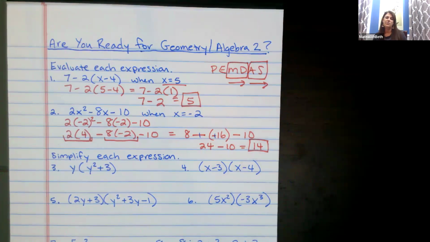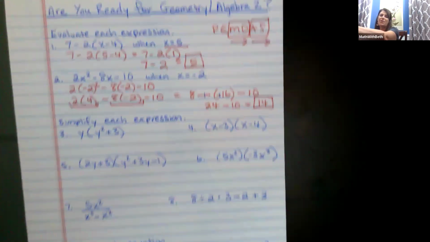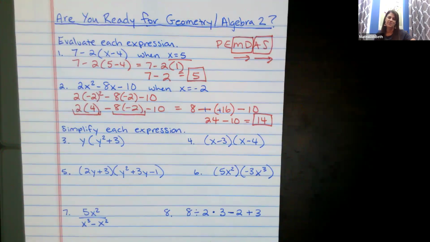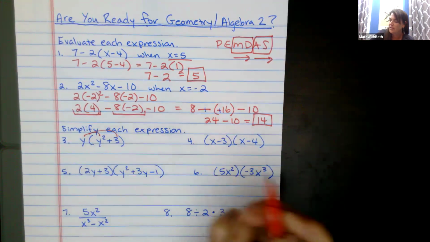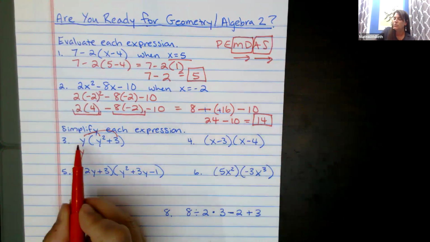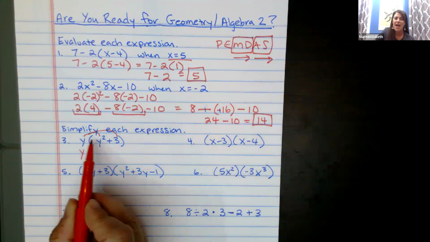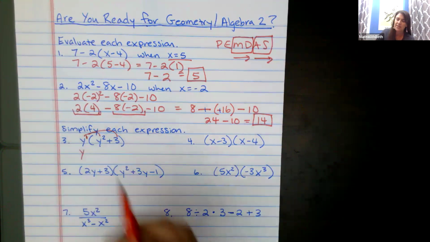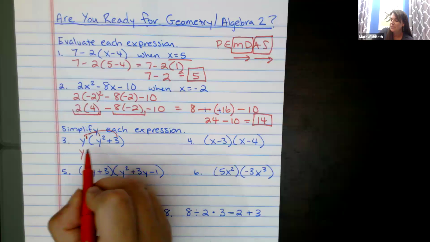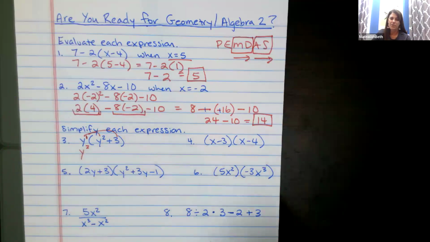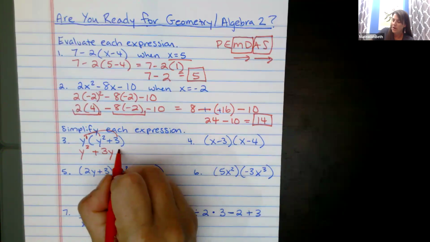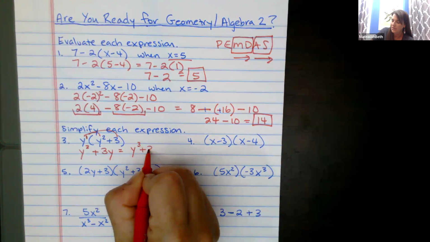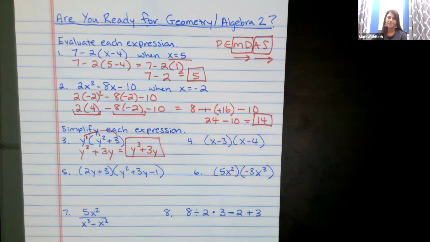Okay, number 3 is we're just going to start simplifying. I cannot evaluate this because I do not know what any of these variables stand for. So it's just a matter of what am I allowed to do to simplify this. This means multiplication, so I'm going to go ahead and distribute the y. When I do y times y squared, I really add the exponents. And even though you can't see it, there's really a 1 there. So y times y squared becomes y to the 3rd. y times 3 is just 3y. I'm going to write that again just to make sure you can see it clearly.